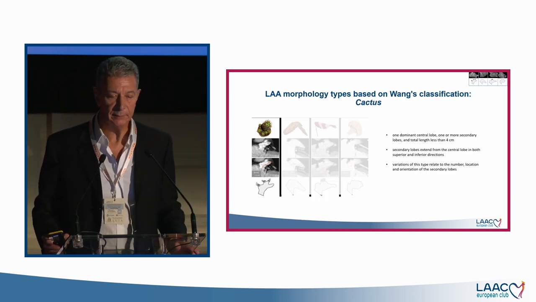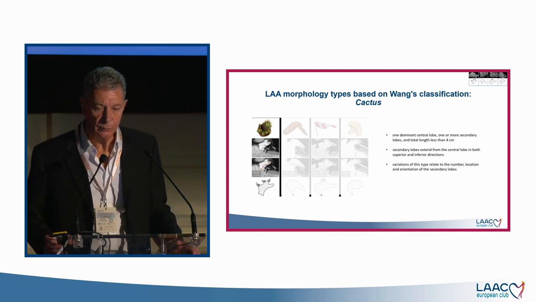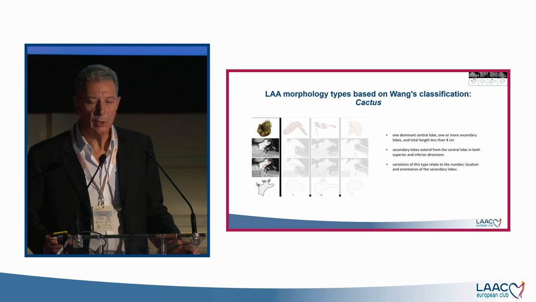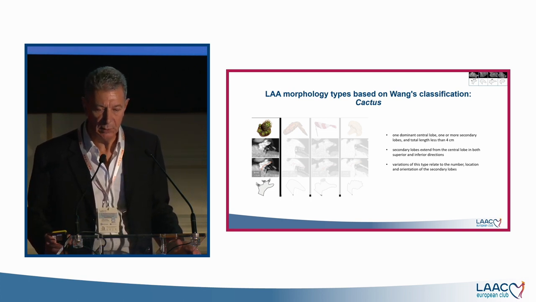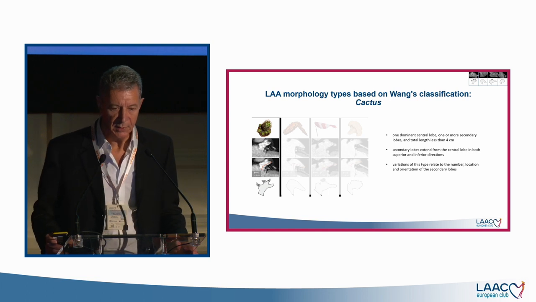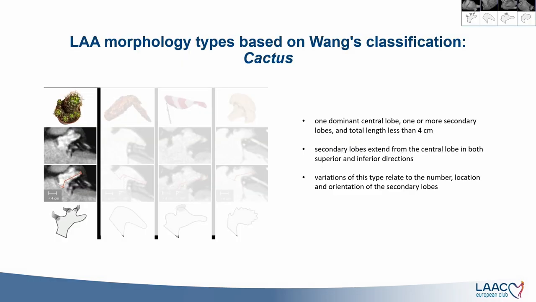The cactus is defined as one dominant central lobe, one or more secondary lobes, and total length less than 4 centimeters. The presence of secondary lobes extending from the central lobe in both superior and inferior direction is sometimes noted, and variations of this type relate to the number, location, and orientation of the secondary lobes.